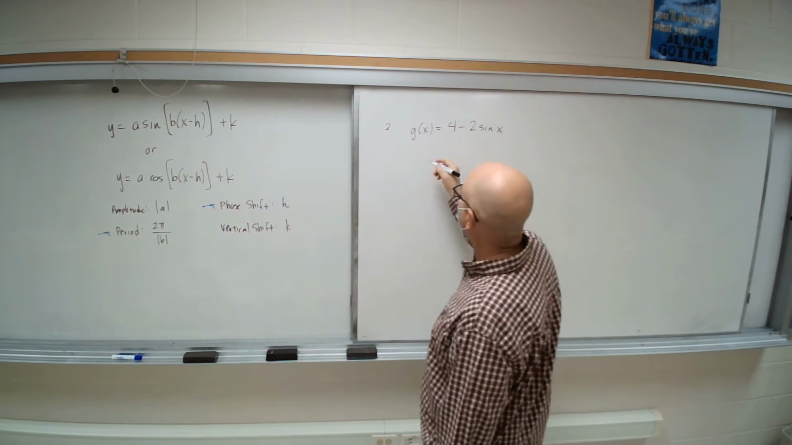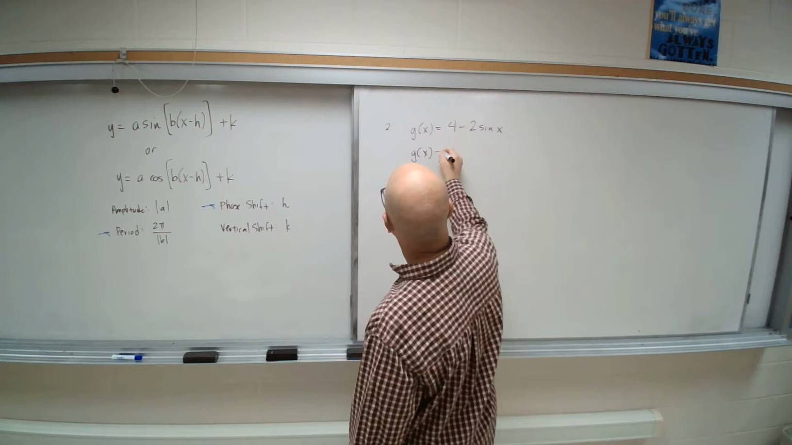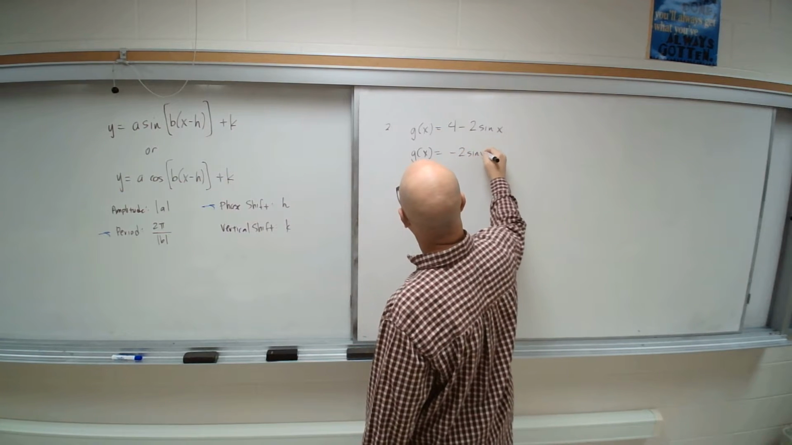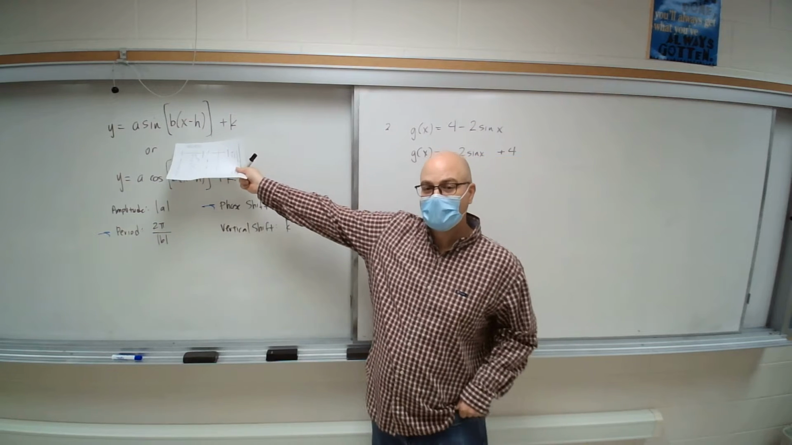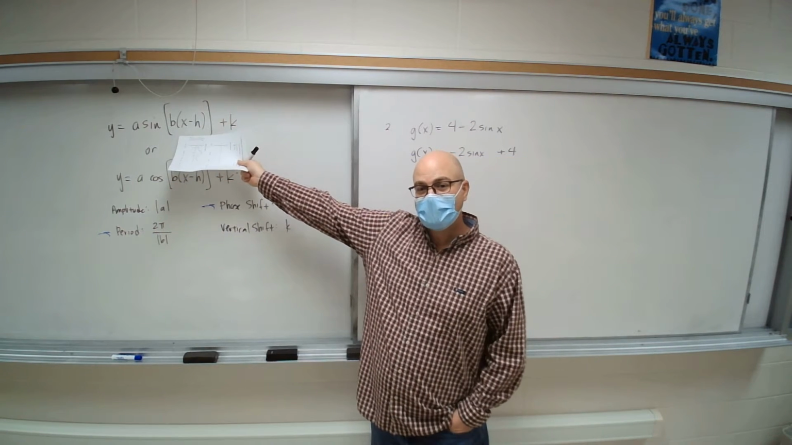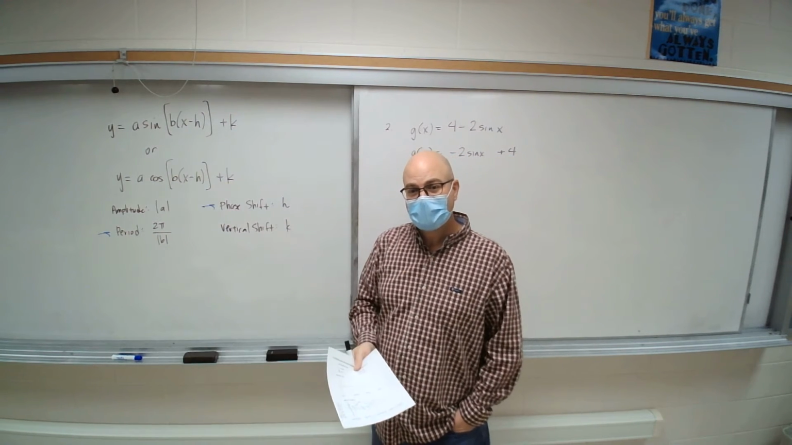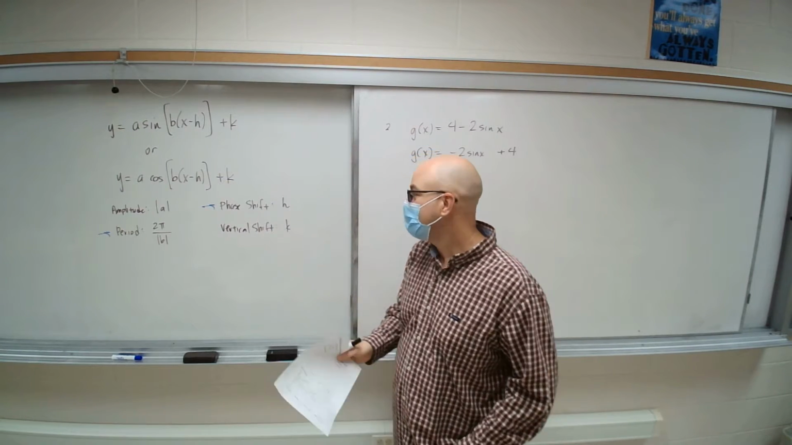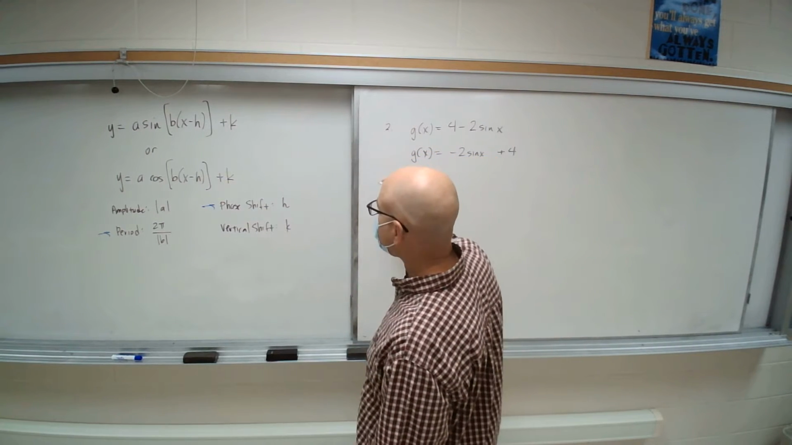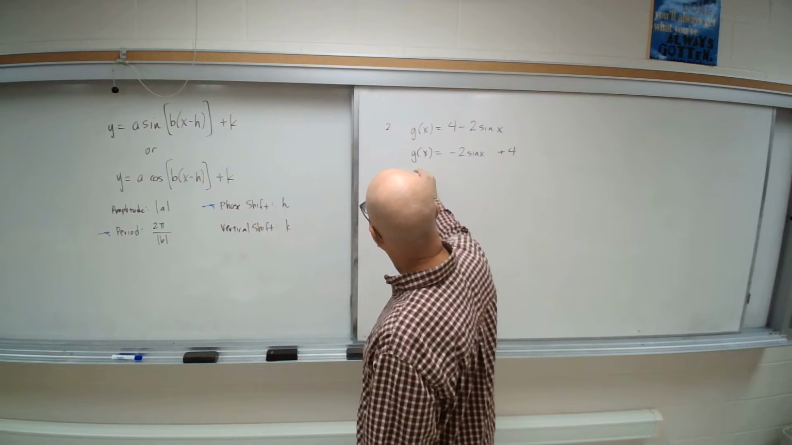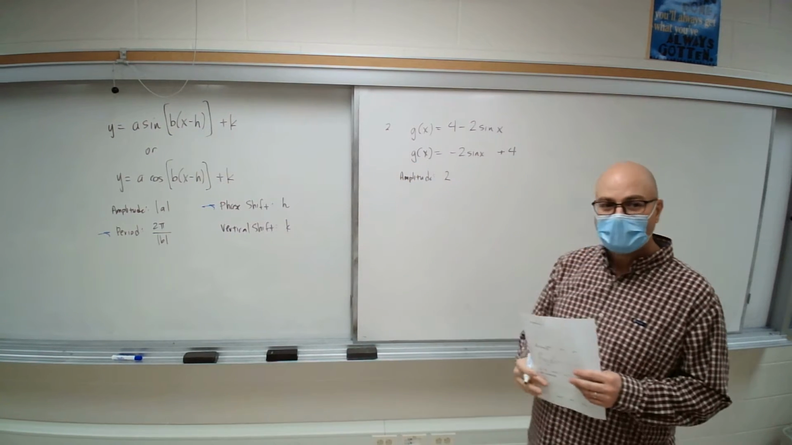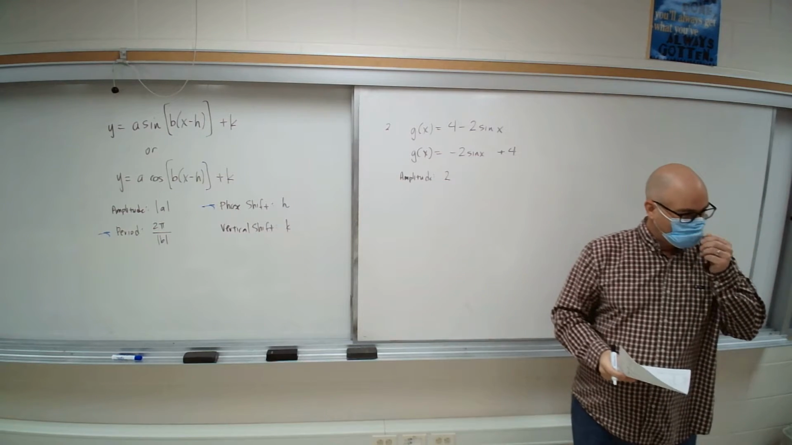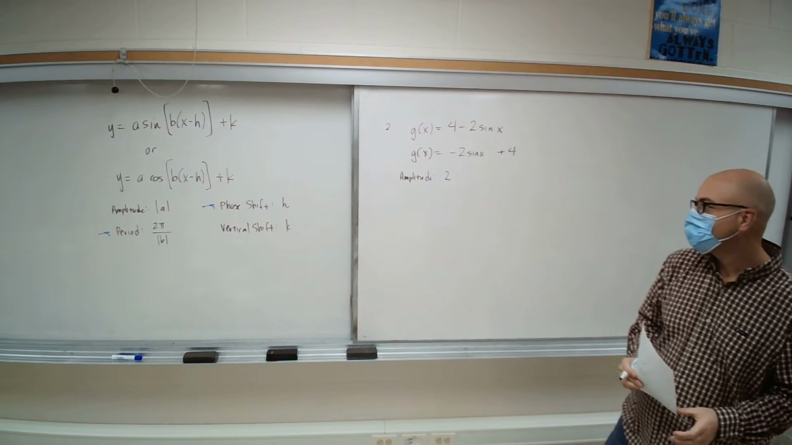Or it might even be helpful to think of this as g of x equals negative 2 sine x plus 4. That would put it more like in this form, correct? Where we can see the plus 4 is actually the vertical shift, actually the k number. So with this, our amplitude will be 2, right, because there's a negative 2 in front. The amplitude's always the absolute value of that number.